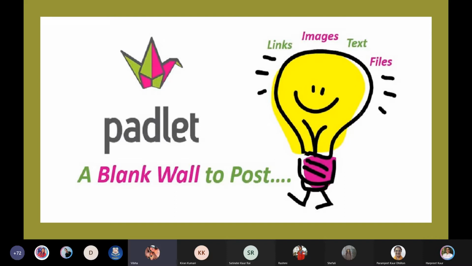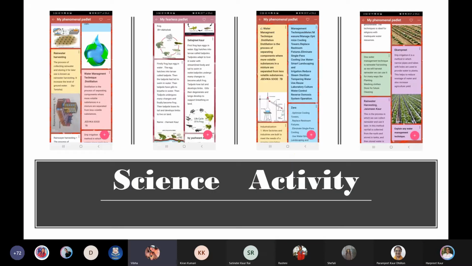So now let's move ahead with the next tool, that is Padlet, and it is clearly written on the slide: a blank wall to post. Yes, this is exactly what this tool is. We can see the science class 8th. Miss Nisha has conducted her science activity with the help of Padlet, where students have pasted their activities and their responses on the link shared by her.